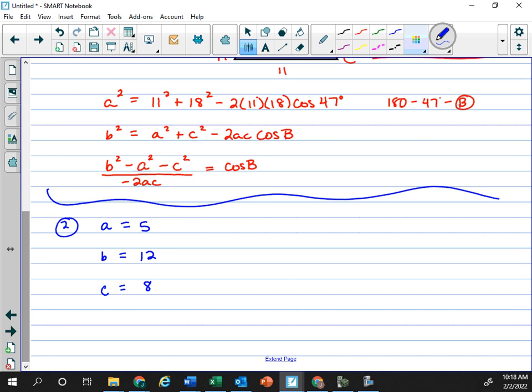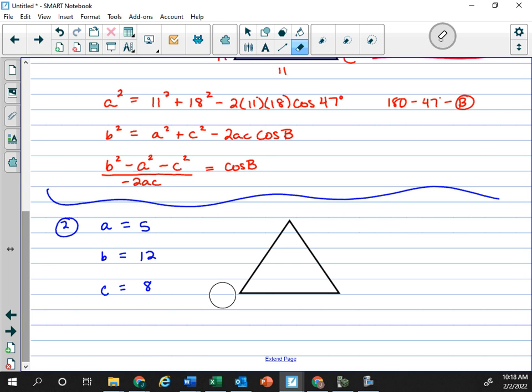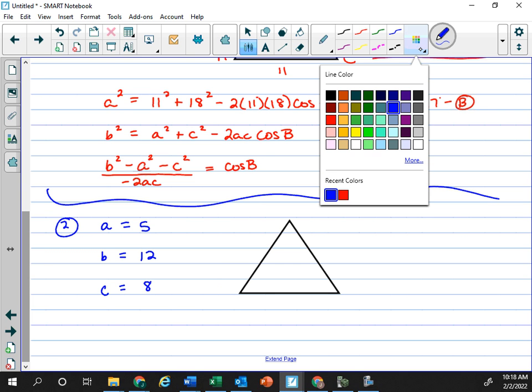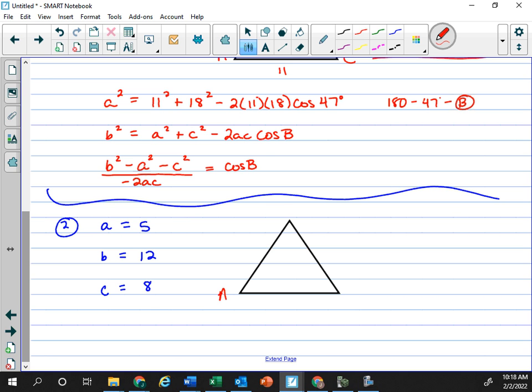All right, I want you guys to try this one on your own. You've got all three sides, so that's the other law of cosines case, side, side, side. Start with whatever angle you would like to start with. Give you a few minutes to try.